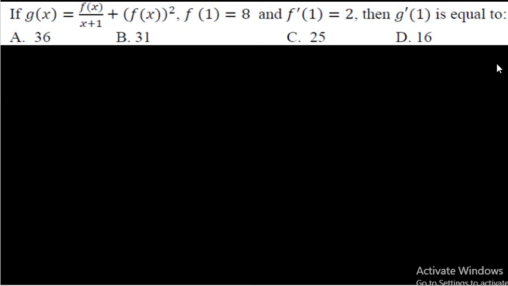Welcome back, everyone. In this video, we'll be solving derivative problems from past papers. The first question, as you see here on the screen, says g of x is equal to f of x over x plus 1, plus f of x the whole square. And there are other given conditions, as you see here. f of 1 is equal to 8, and the f derivative at 1 is also given to you. So what is asked here is g derivative at 1. This is what we are looking for.